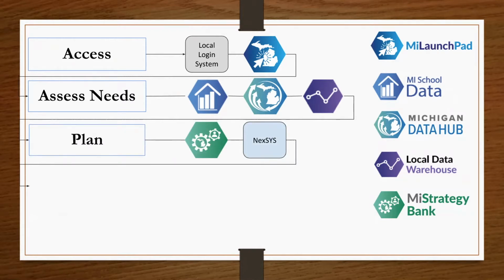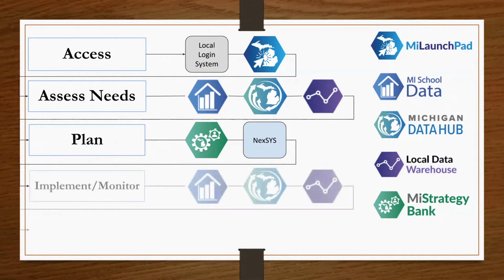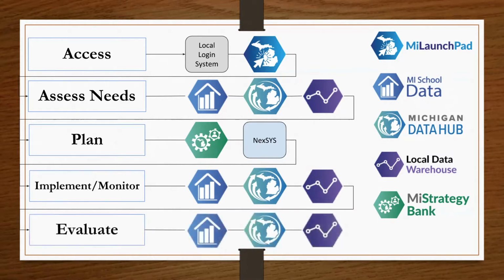When your district's planning is complete and you have tagged schools for appropriate strategies, you will essentially have your consolidated application ready for Nexus. As you implement, monitor, and evaluate your continuous improvement plan, again, MICIP is linked to state and local data resources through the Data Hub and My School Data. We'll go into more detail in just a moment.